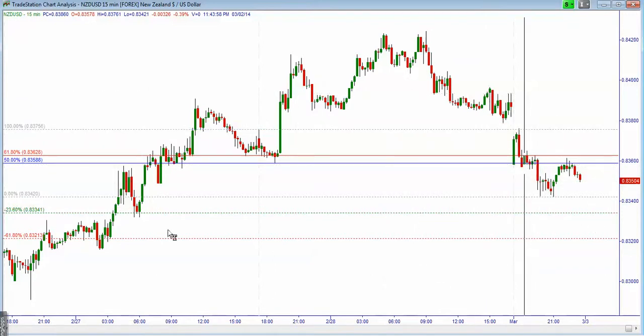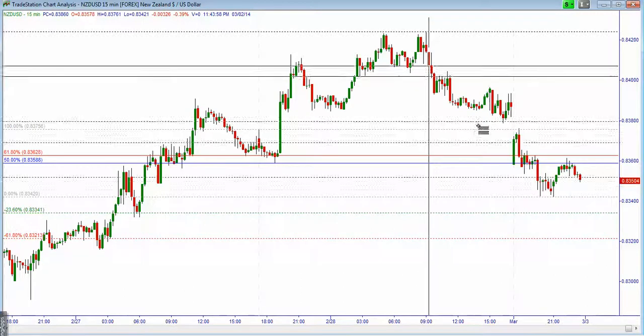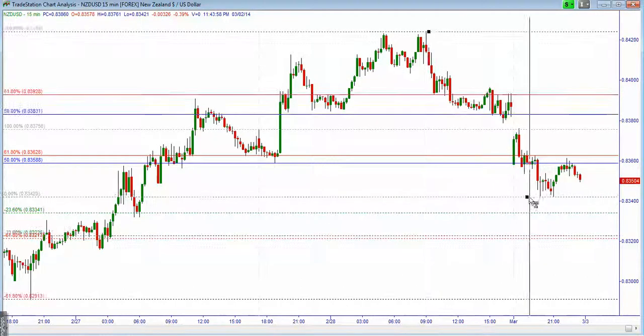So we have targets below 0.8334. If in this case we break one of the measured moves, then we're going to retrace all the way halfway back into the highs to lows. So if we were to breach on the upside this 0.8362, we would go into 0.83.